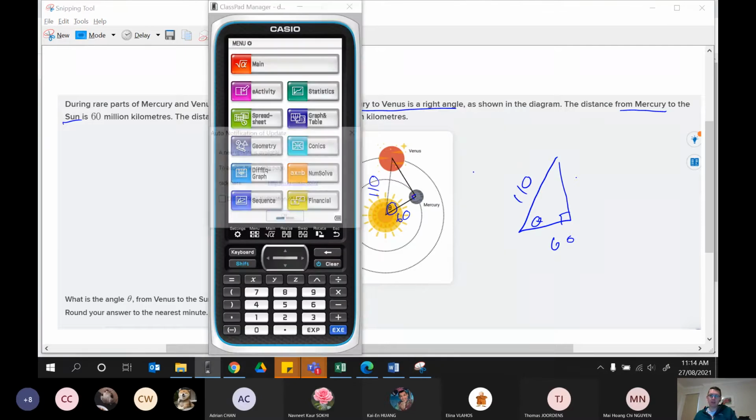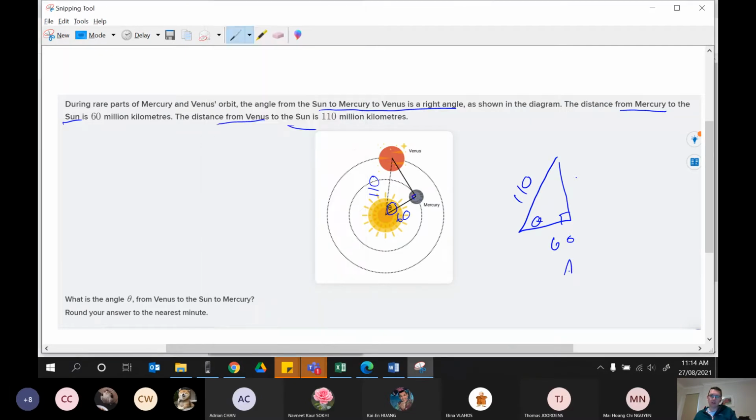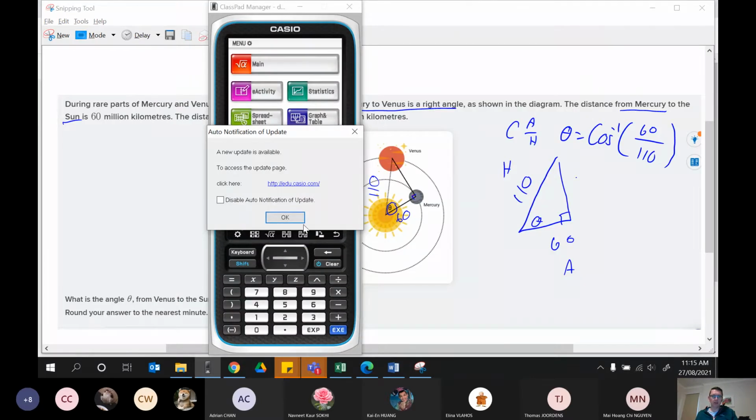So when I think about this, I have my adjacent, I have my hypotenuse. So in terms of, I'm going to use cos for CAH, okay? So I want to know what my angle is. So it's going to be the inverse of cos. So my angle will equal the inverse of cos adjacent over hypotenuse, which is 60 over 110. Now, I don't have to put it as a million kilometers because it's just a ratio, and that is fine. So on my CAS, I'm going to put that in.